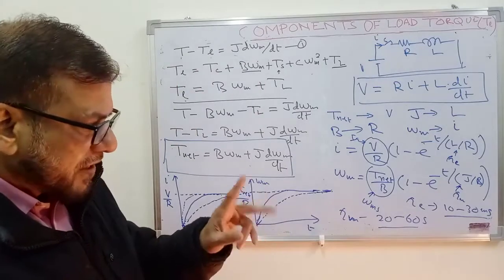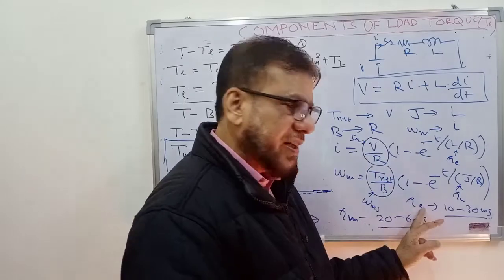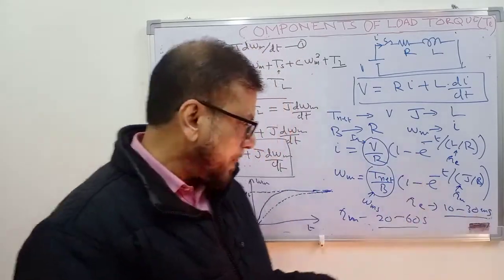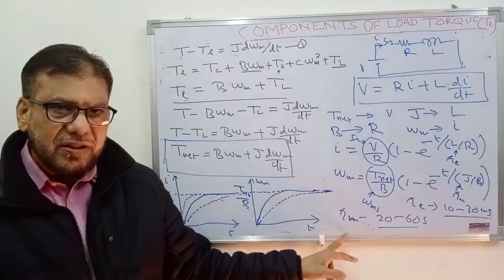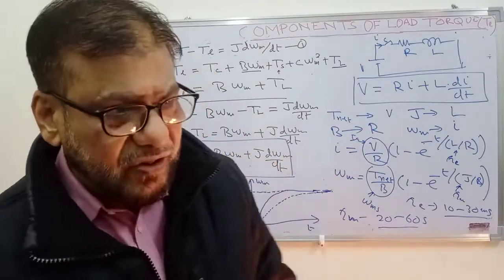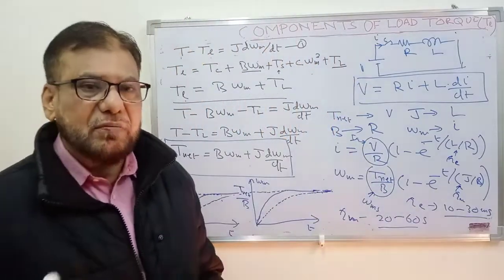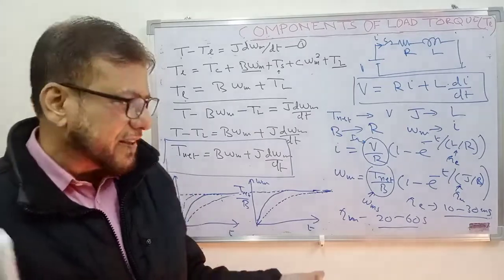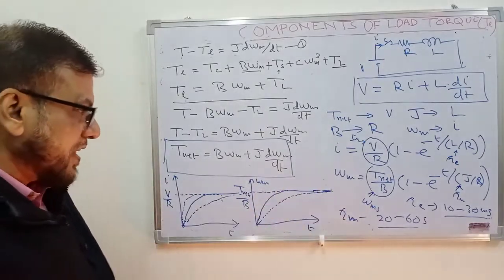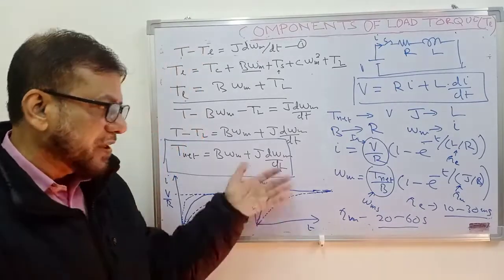So now we shall have three types of time constants. The smallest one is the electrical time constant, in the range of some milliseconds, the mechanical time constants in the range of some tens of seconds, and the thermal time constants in the range of some minutes, tens of minutes, 20 minutes, 30 minutes, 40 minutes, like that. So these are the different types of time constant that you will encounter in this course.